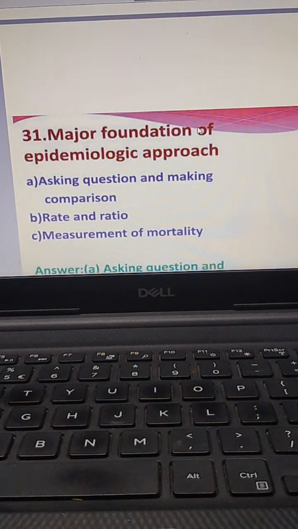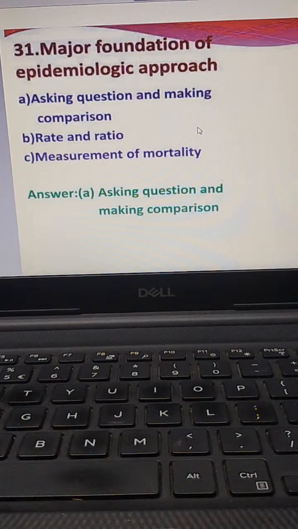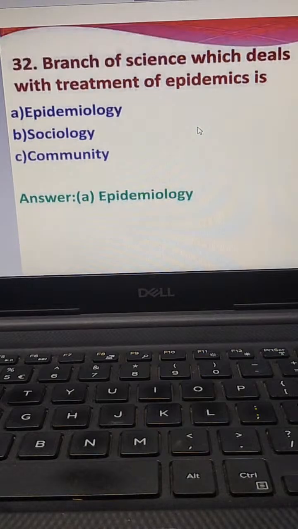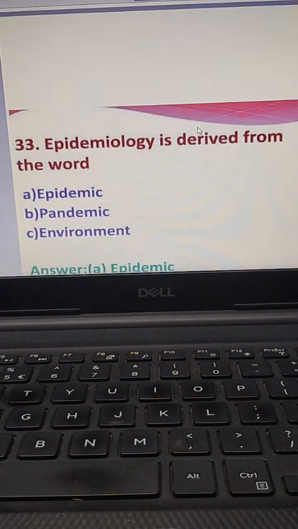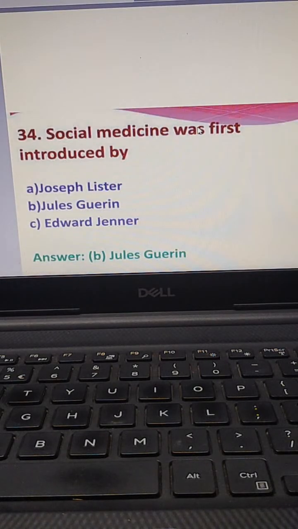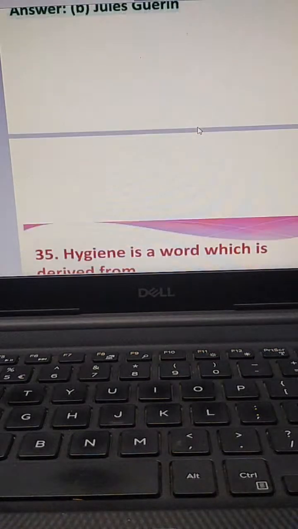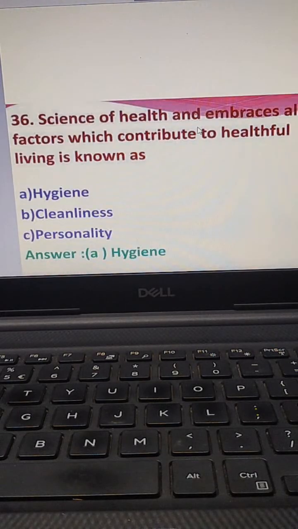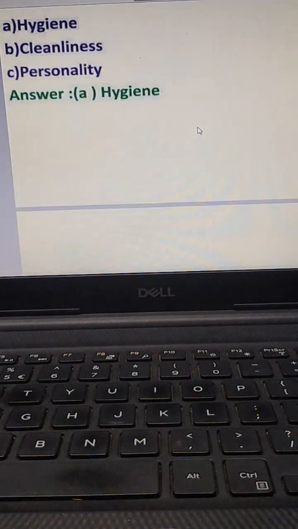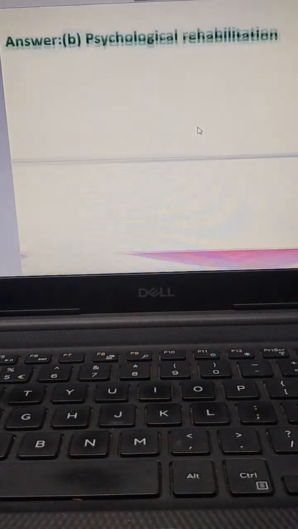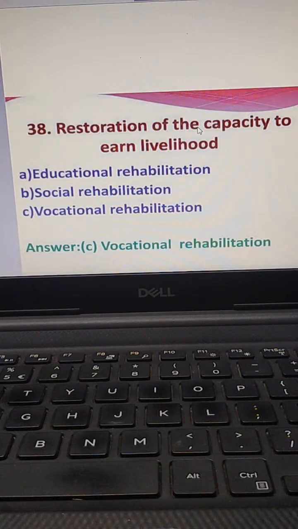Major foundation of epidemiologic approach, asking question and making comparison. Then branch of science which deals with treatment of epidemics is epidemiology. Then epidemiology is derived from the word epidemic. The next question, social medicine was first introduced by Jules Guerin. Then hygiene is a word which is derived from Greek word. Then science of health and embraces all factors which contribute to healthful living is known as hygiene. The next question, restoration of personal dignity and confidence is psychological rehabilitation.